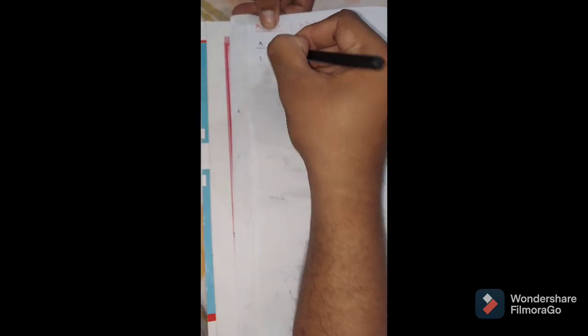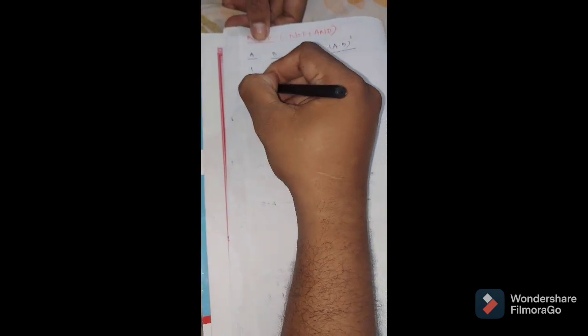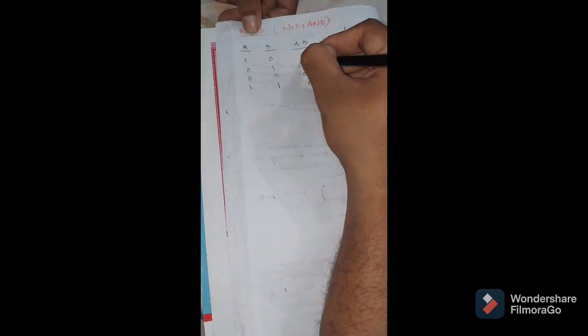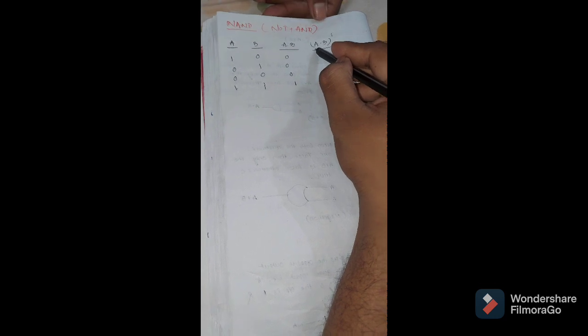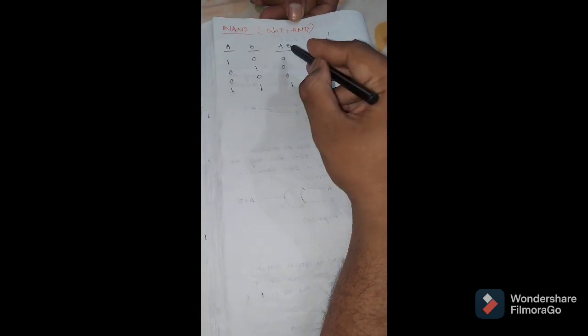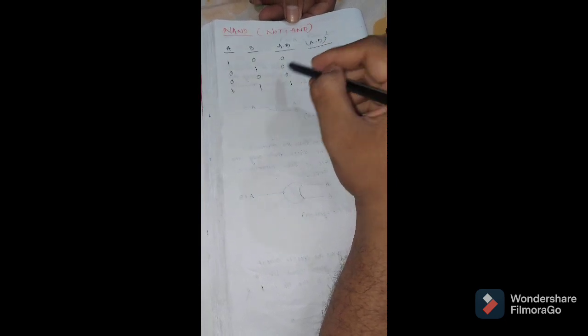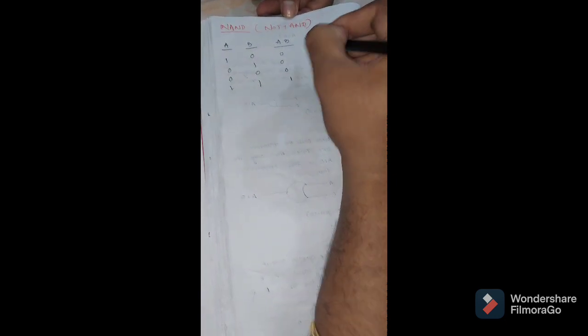That means 1 0 0 1 0 0 1 1. In the AND gate, only when both the statements are true, then only the answer is true, otherwise false. So I have to print it 0 0 0. Now coming to this section, I have to get the A dot B dash. That means I have to change the 0 to 1 and 1 to 0. So here it is 0, 1, 0, 1, 0, 1 and 1 is 0. This is the respective NAND gate.